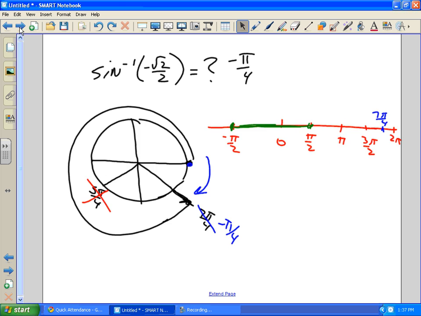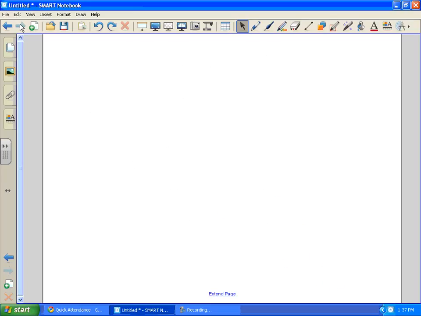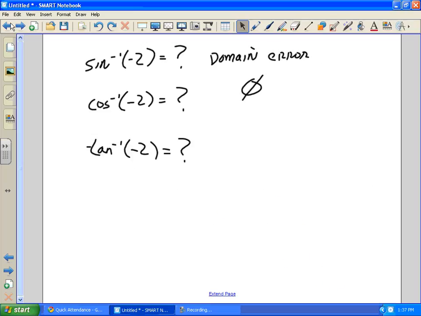So when you come back here, these numbers in the parentheses must be no bigger than 1 and no smaller than -1. If they are, you can't do it. You will get a domain error.